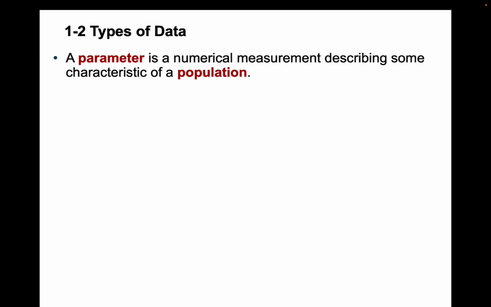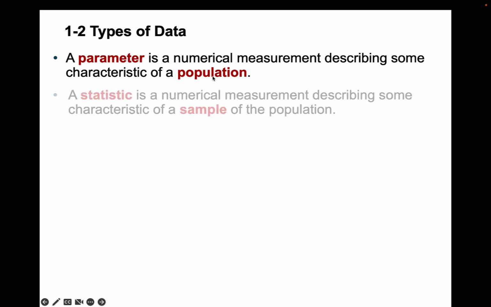A parameter is a numerical measurement describing some characteristic of a population. So it's nice that these both start with the letter P. It's helpful in remembering that whenever you do your entire population and you crunch numbers based on the data, those numbers that you crunch, like the average, the standard deviation, the mean, those are called parameters because they come from the entire population.